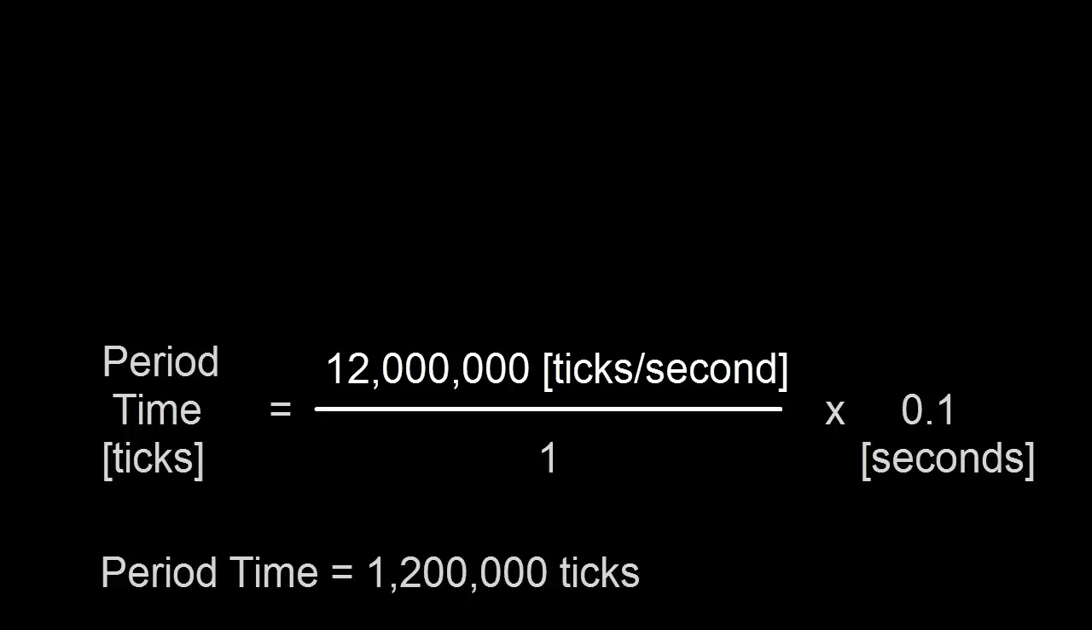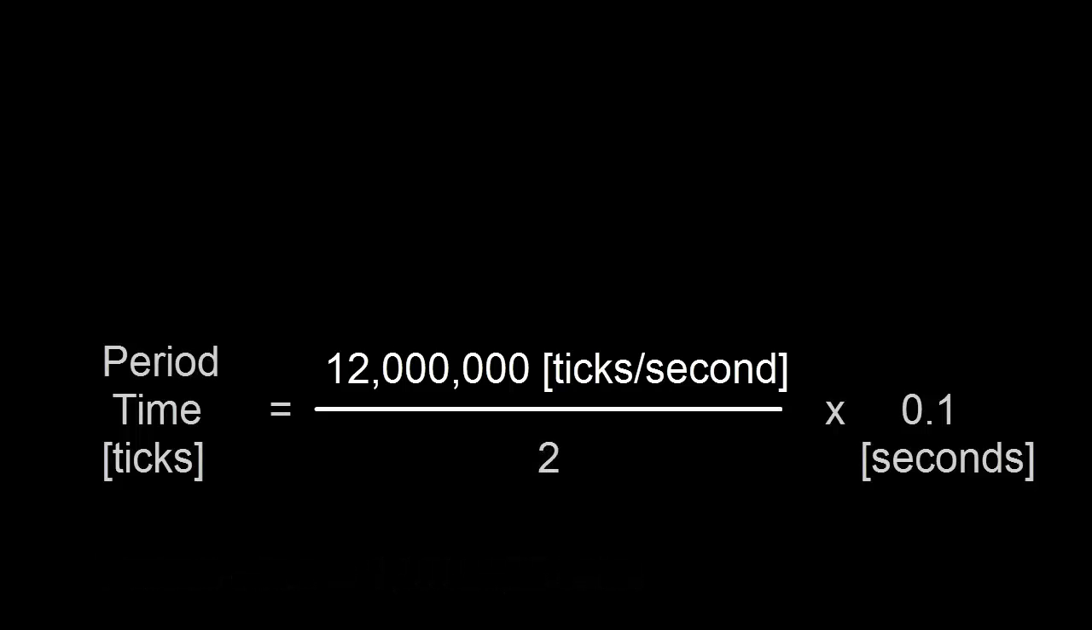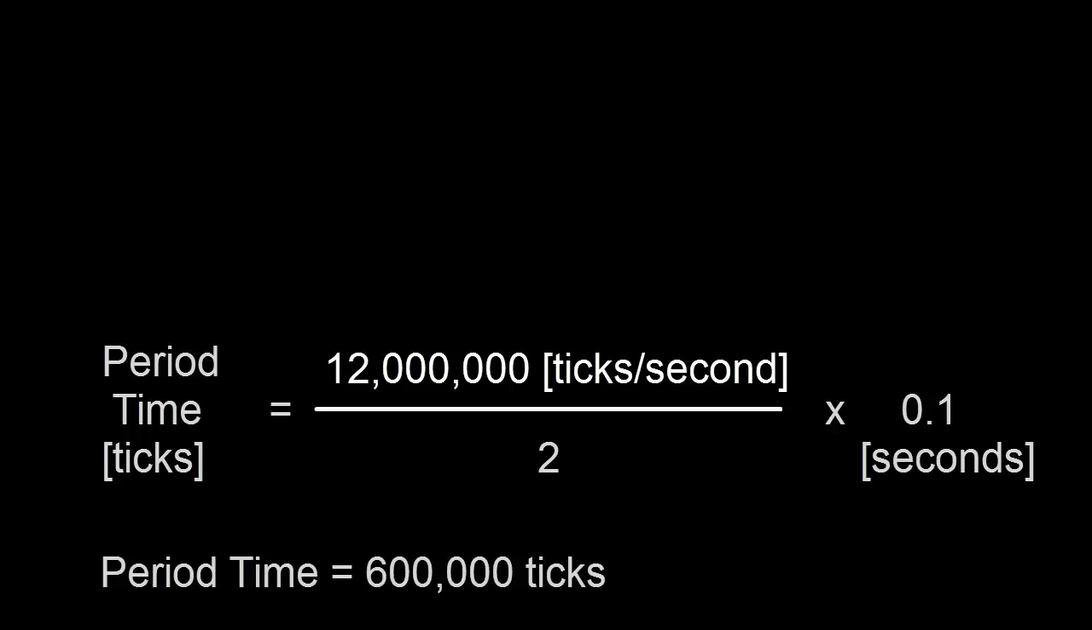That's bigger than 65,535, so a prescaler of 1x won't work. Next, let's try a prescaler of 2x. 12 million divided by 2 is 6 million. Multiplied by 0.1 gives us 600,000. That's still bigger than 65,535. So a prescaler of 2 won't work either.